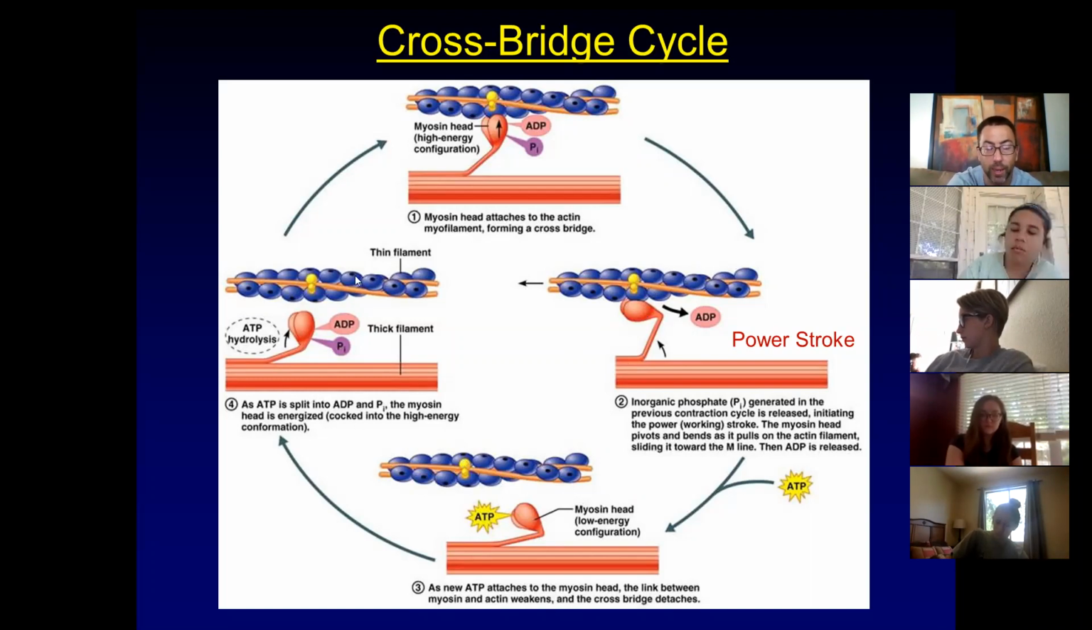Then the myosin head has an enzyme in there called an ATPase. It's going to break that ATP down into ADP and an inorganic phosphate, and that returns the myosin head from its low energy state back up into that fully cocked high energy state. So you don't use energy to contract a muscle, you actually use the energy to relax it.